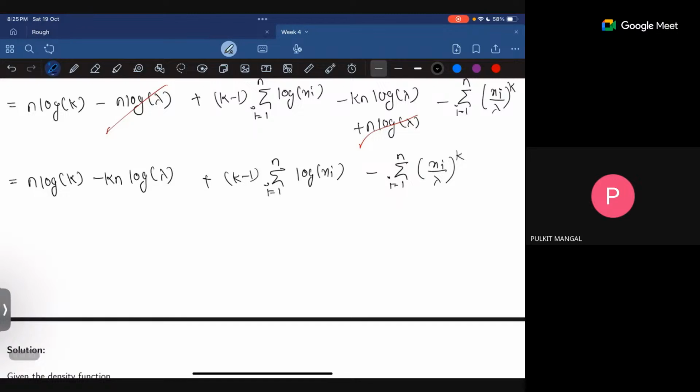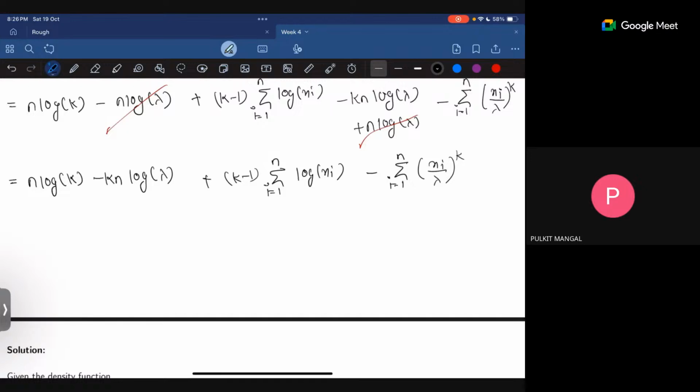Till now, I hope it is clear. Okay. Now the best thing that we will be doing here is we will ignore the constant term here. Because what's the next step after log likelihood? We will take the derivative, right?